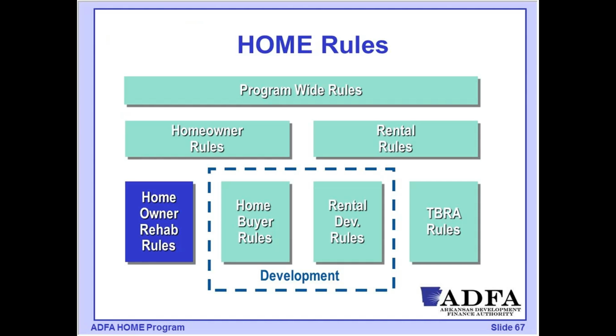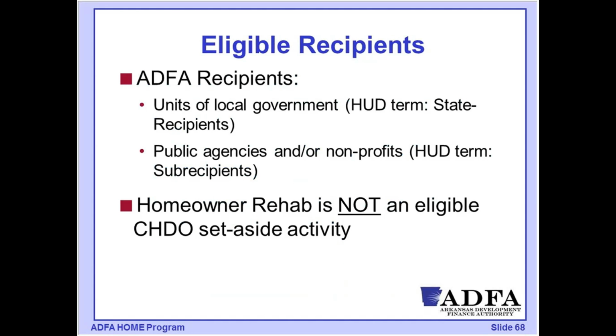So they apply to every activity that you would undertake. And then our activities themselves fall under 2 different subcategories of either homeowner activities or rental activities. In this module, we're going to be talking about our homeowner rehabilitation rules. They're a little simpler than you'll see in the middle 2 boxes for homebuyer and rental, because we're doing development in those activities and we have affordability periods, those are a little bit more complicated. Luckily for us today, on the homeowner rehabilitation activities, it's a little simpler. We have our program-wide rules and generally just our HOME-specific rules for homeowner rehabilitation.